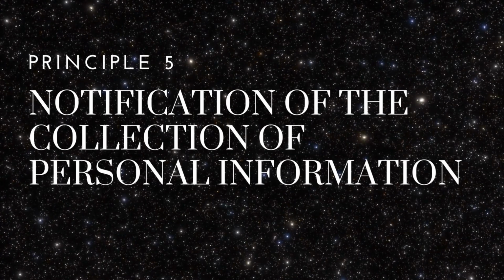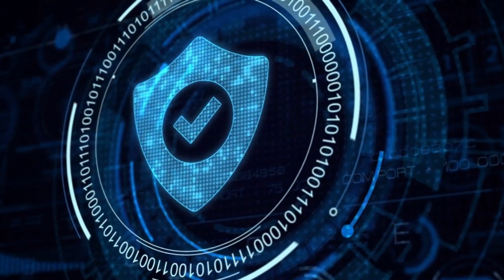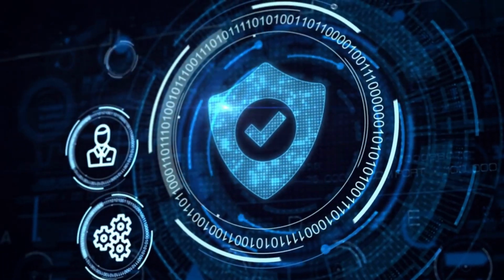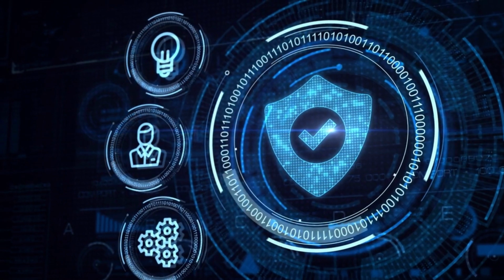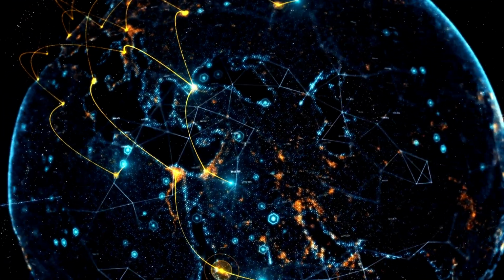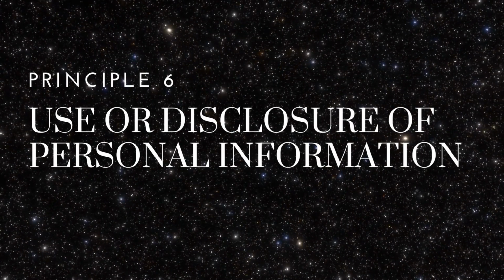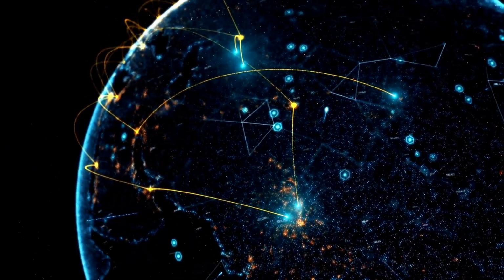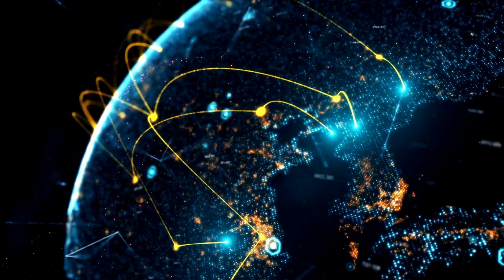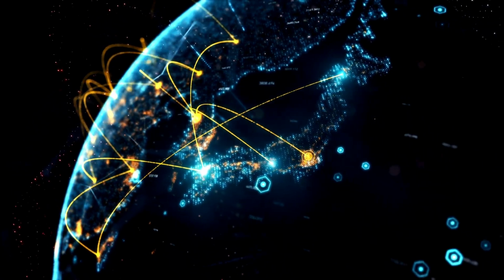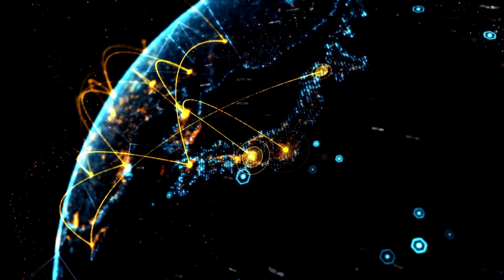Principle number 5, notification of the collection of personal information. Principle 5 requires organisations to notify individuals about the collection of their personal information. This includes providing information on the purpose of their collection, who the information will be disclosed to, and how the information will be stored. Principle number 6, use or disclosure of personal information. This principle sets out the rules for the use and disclosure of personal information. Organisations can only use or disclose personal information for the purpose for which it was collected, or for a secondary purpose if the individual has consented, and it must be permitted by law.